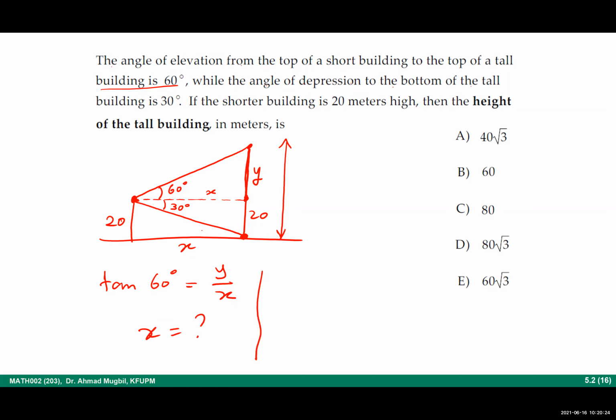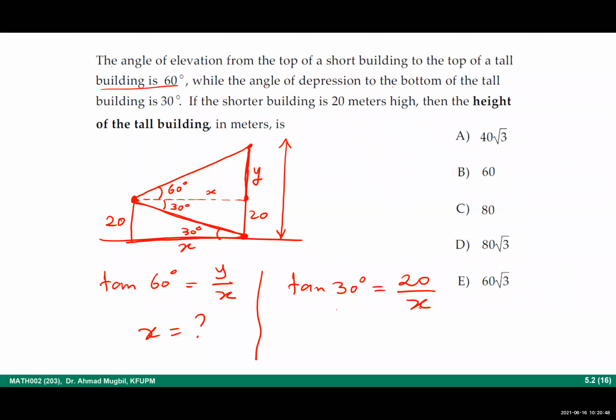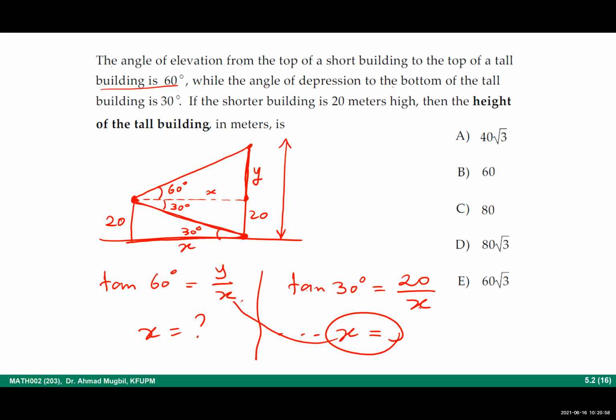The question is, what is x? To find x, we will use this triangle. This is 30, also this is 30, ya Shabab. So to find x, you will use tangent of 30. Tangent of 30 equals the opposite over the adjacent, 20 over x. From here, you can find x. Because tangent of 30 and tan of 60, you know what they are. So you will solve it and find what is x. Come back here, put x, and you will find y.